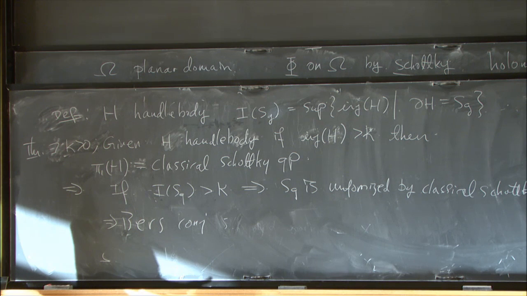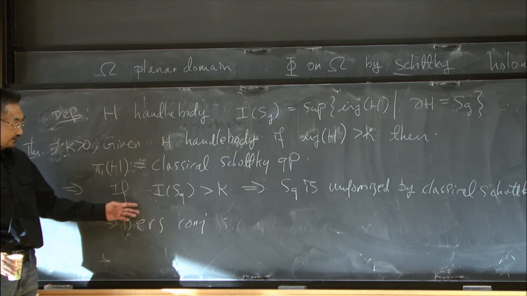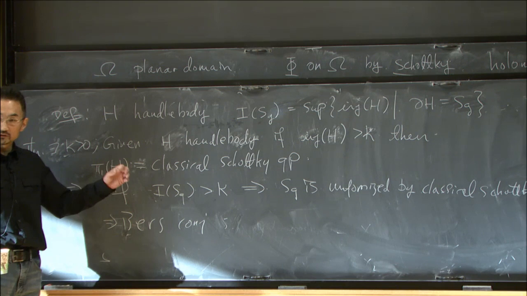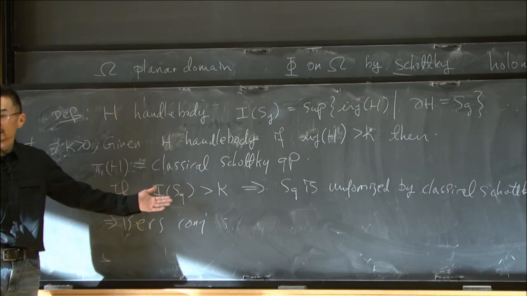Or you can pinch curves on the Riemann surface and still get very large handlebodies, with large injectivity radius. So if I have a curve on the Riemann surface that is sufficiently small, then I can get a very large injectivity radius inside the handlebody. If I put short curves on the Riemann surface, which increases my injectivity radius, eventually it will go to infinity. If I squeeze hard enough, then yes, it will be uniformized by a classical Schottky group.